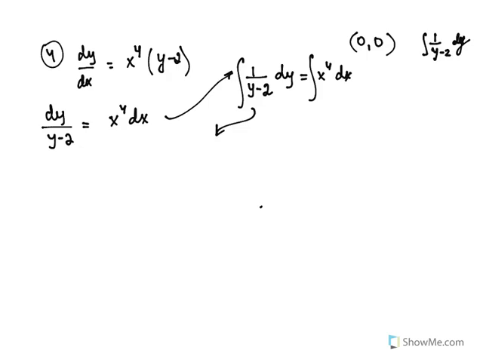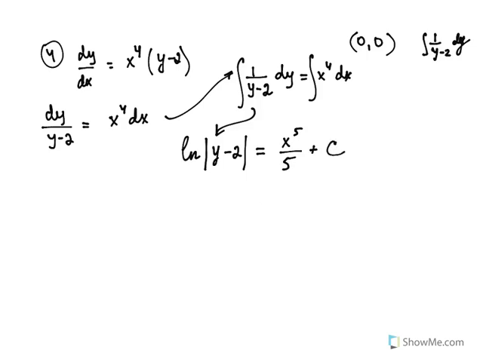So this integral gives me ln of, please use the absolute value of y minus 2, because the natural logarithm of a negative number doesn't exist. So we need to be careful and just say the absolute value of y minus 2 equals x to the 5th over 5 plus c.